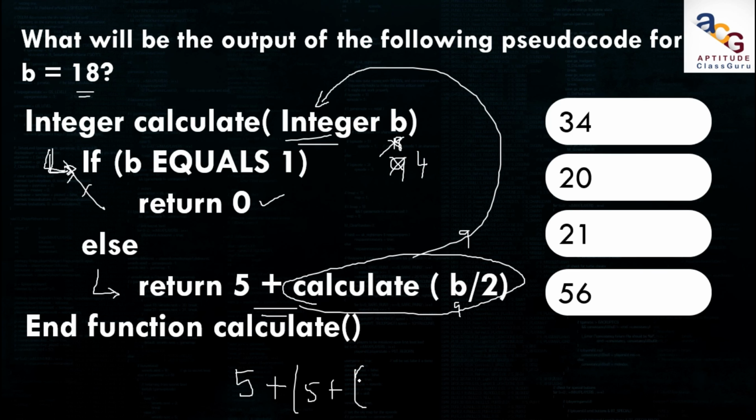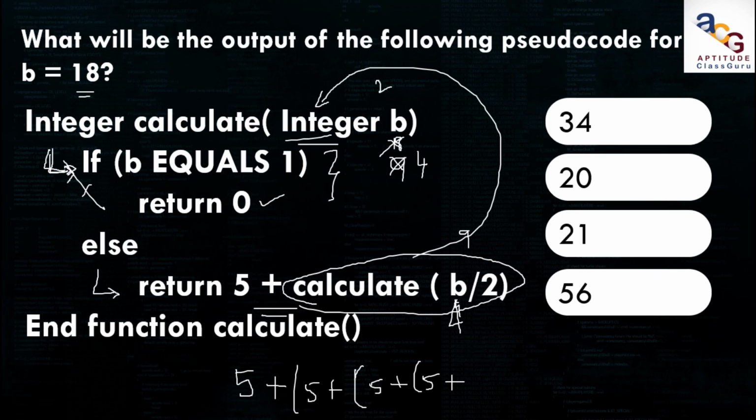Now again it is calling itself. So the b value is 4, b is not equal to 1. Again this condition will not execute, and the else part will be executed. Again 5 plus, now the b value is 4. What is 4 by 2? It is 2, right? So again this function is called with b value 2, b is not equal to 1, so the else part will be executed. Again 5 plus calculate 2 by 2.